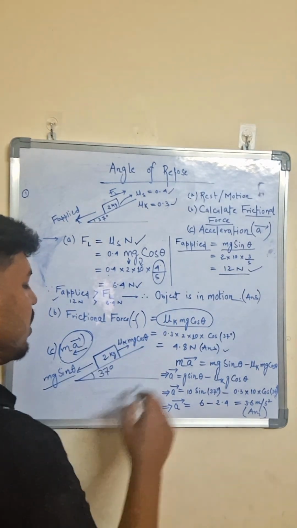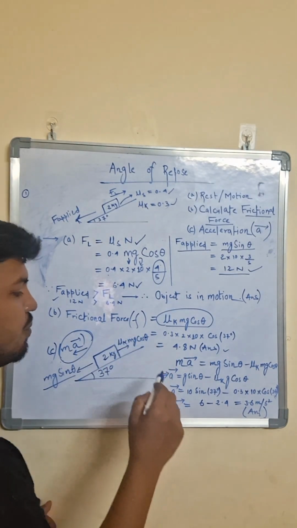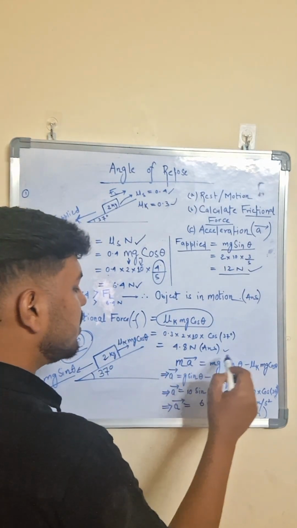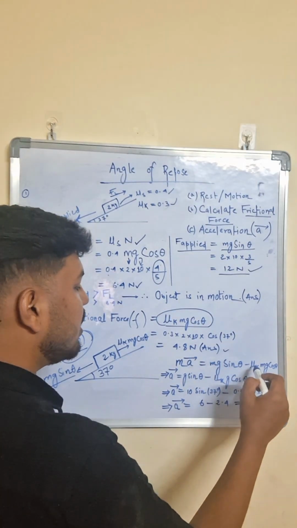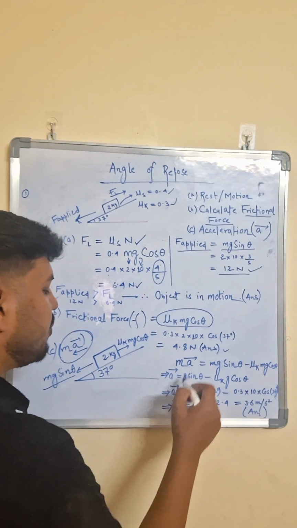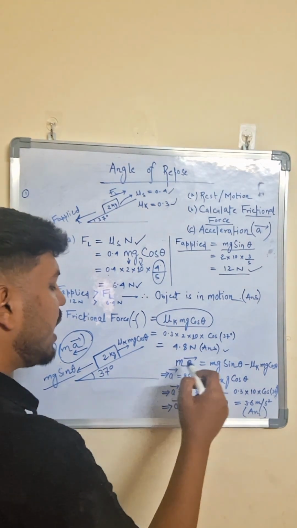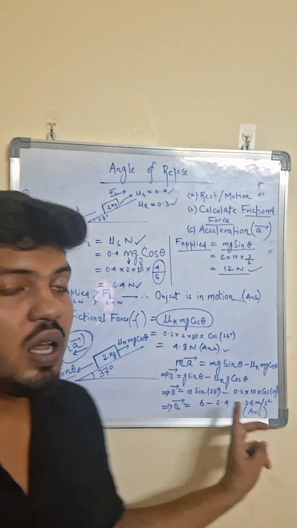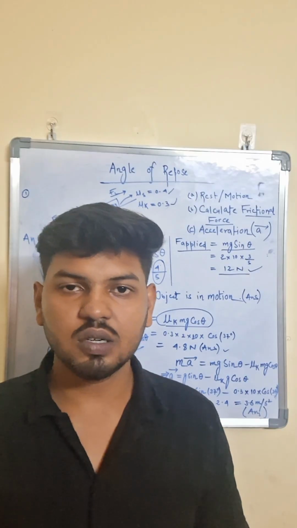Now after solving the free body diagram, we got that ma is equal to mg sin theta minus mu k mg cos theta. From here we have got the acceleration value as 3.6 meter per second square.